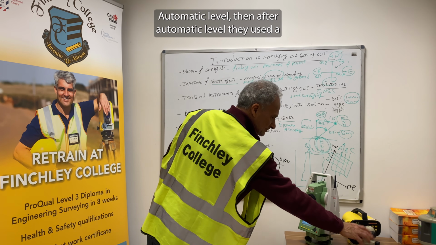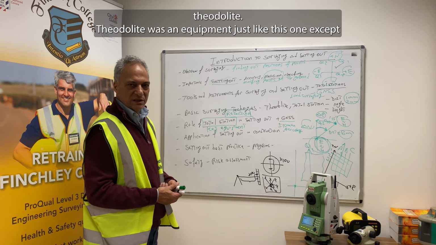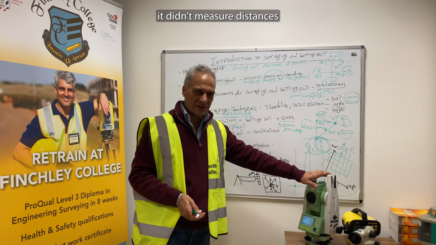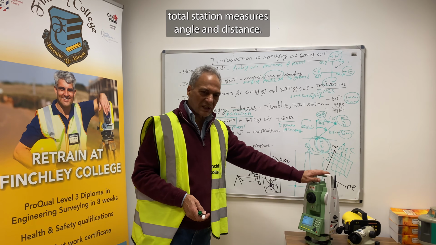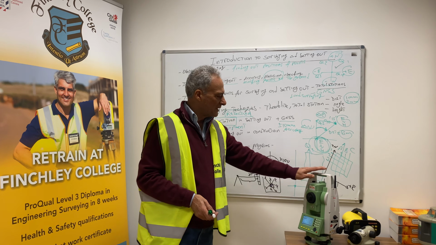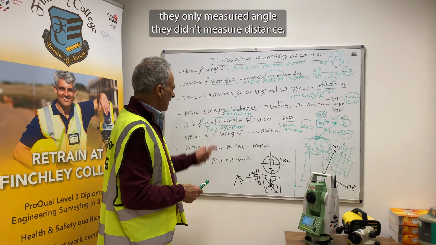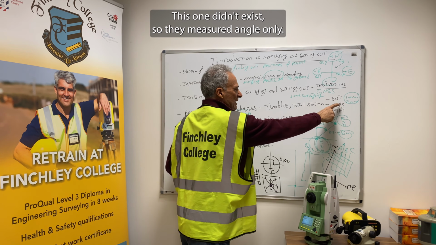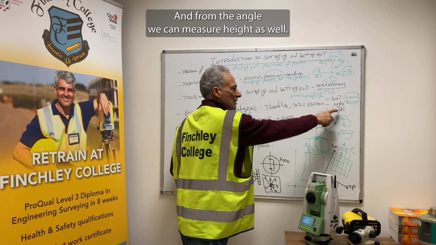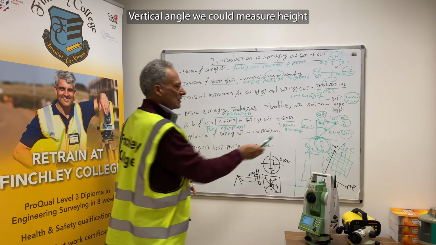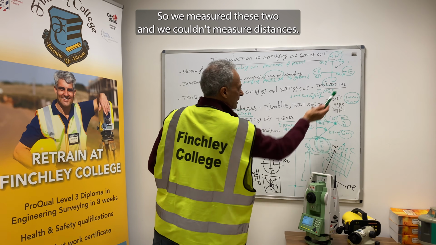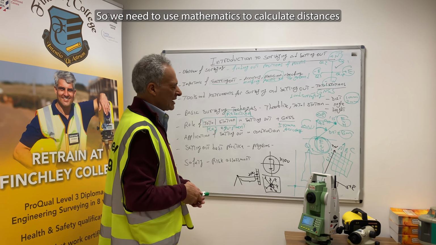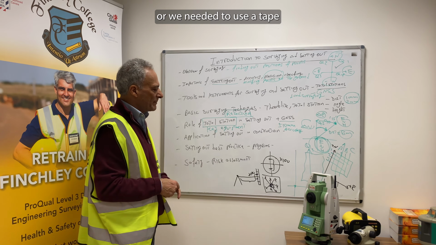After the automatic level, they used a theodolite. A theodolite was equipment just like this one, just that it didn't measure distances. Total station measures angle and distance. So originally, with the theodolites, they only measured angle. They didn't measure distance. This one didn't exist. And from the vertical angle, we could measure height as well. So we measured these two, but we couldn't measure distances. So we needed to use mathematics to calculate distances, or we needed to use a tape.